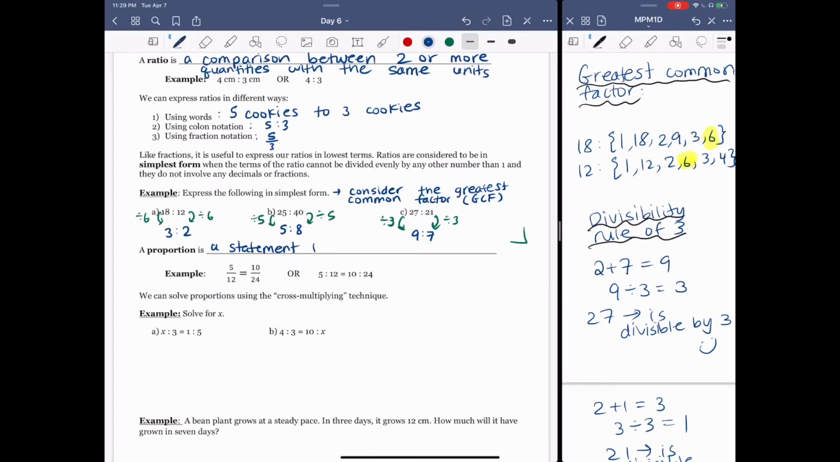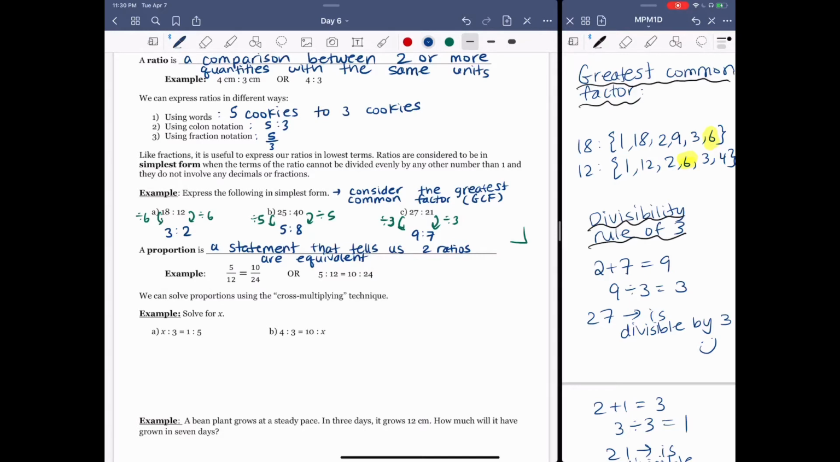A proportion is a statement that tells us two ratios are equivalent. So 5 over 12 equals 10 over 24, or 5 to 12 equals 10 to 24. It's telling us that these ratios are proportionate, right?